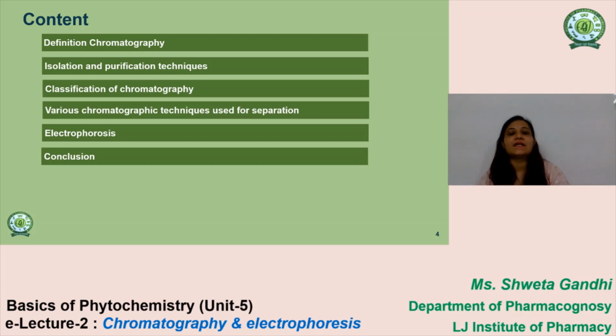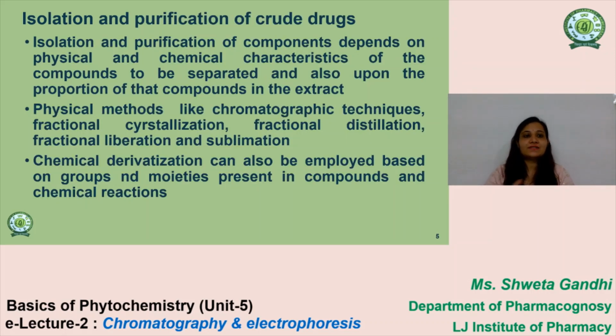Classification of different types of chromatography like column chromatography, paper chromatography, high performance liquid chromatography, high performance thin layer chromatography. For the separation of protein, we use gel permeation chromatography and ion exchange chromatography. The topic electrophoresis we will study in part 2. This is lecture 2, part 1. Okay, so we are starting.